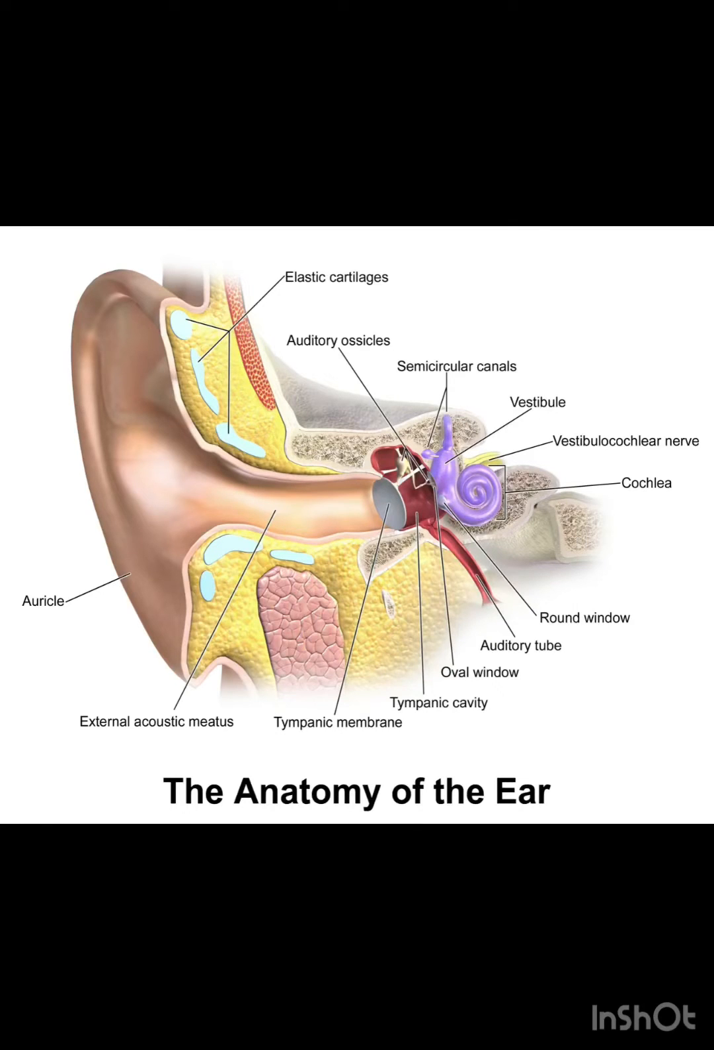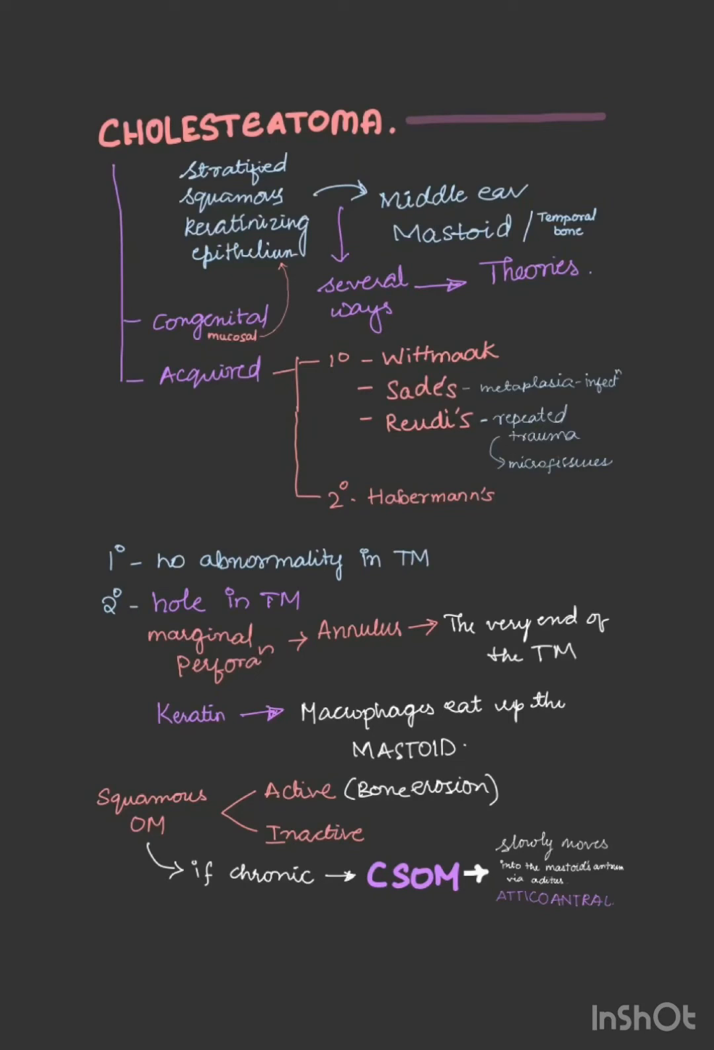Cholesteatoma is basically a condition of the ear, but we don't know exactly why it's named that way, because the name itself doesn't make any sense at all when it comes to describing the condition.